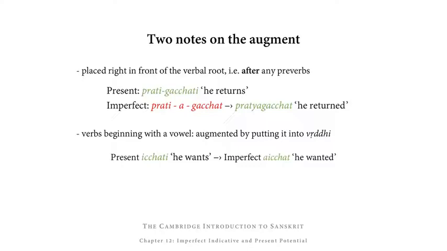Secondly, verbs beginning with a vowel are augmented by putting that initial vowel into vritti. So, for example, of the present tense ichati, he wants, we get an imperfect aichat, where the initial I in aichat is the vritti of I. We've got zero grade I, guna e, vritti I, and so it's this vritti of the initial vowel that we find in the imperfect or in any verb form that is augmented.